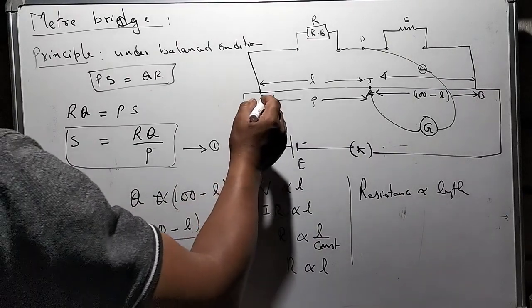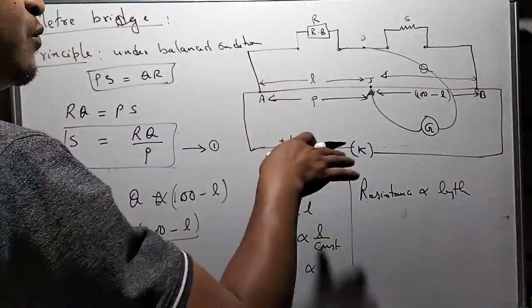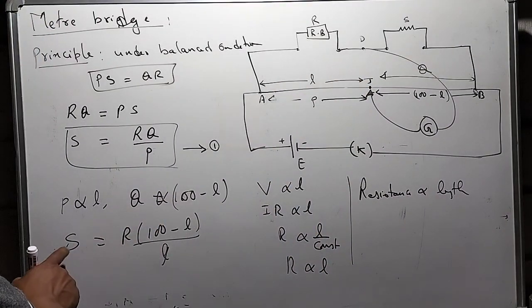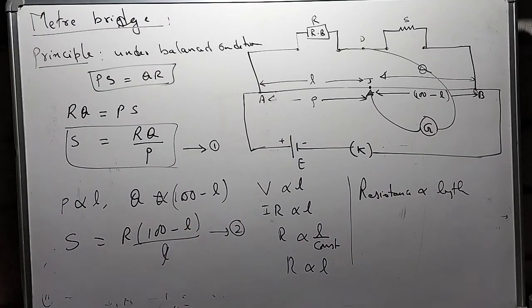This L, as I told you, can be read from the scale which is fitted on the wooden board parallel to this wire. So once knowing L and R, this unknown resistance S can be easily determined using this equation number 2. This is how we find out the unknown resistance using a meter bridge. And please remember that this meter bridge works under the principle of the balance condition of a Wheatstone bridge. So this is about the meter bridge.